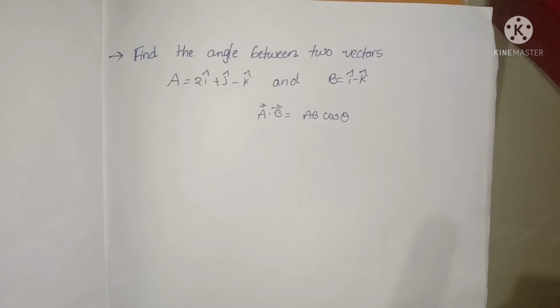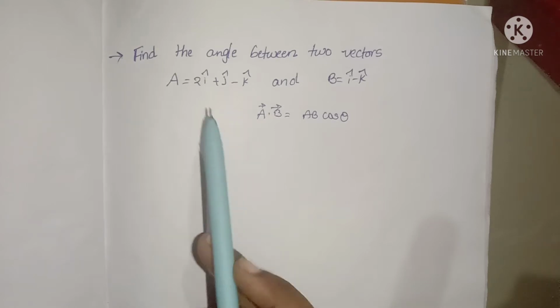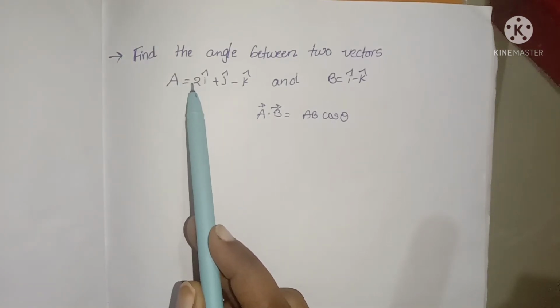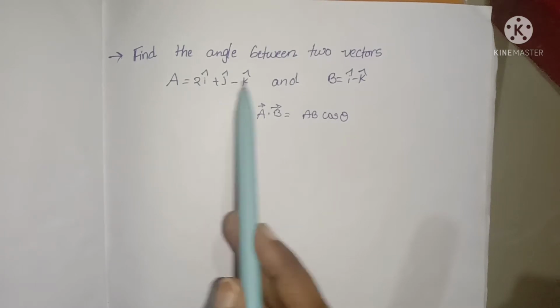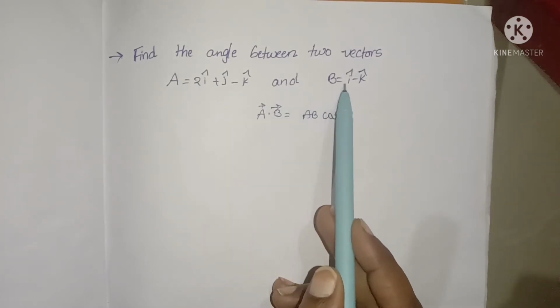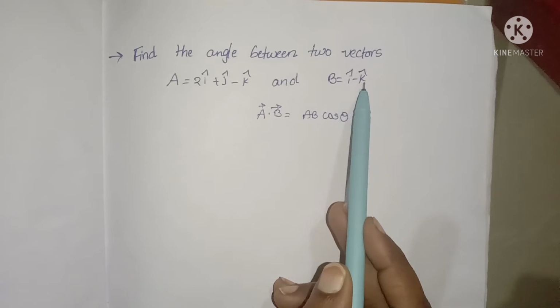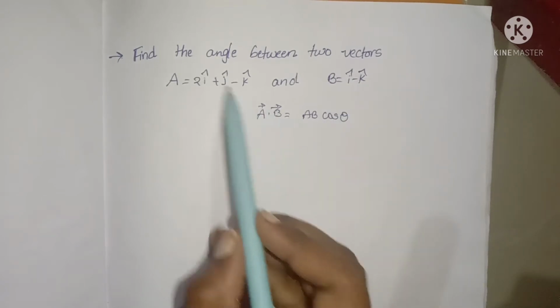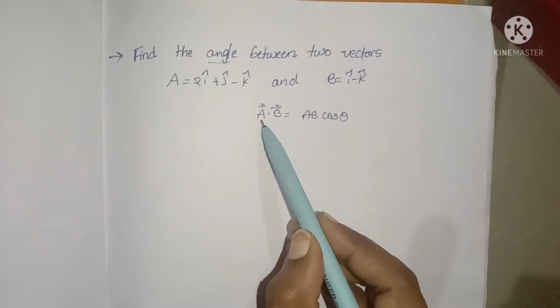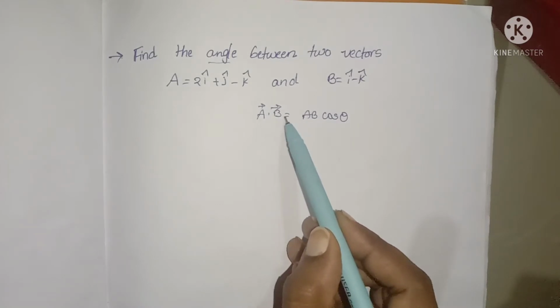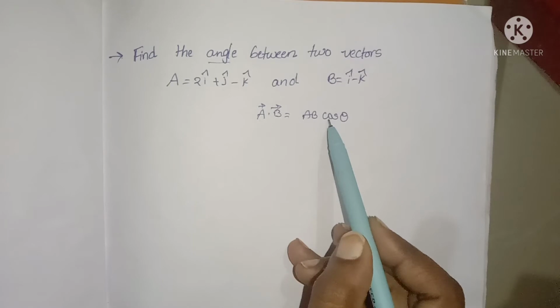In this video, I am going to explain the vector sum, that is, find the angle between the two vectors A equals 2i cap plus j cap minus k cap and B equals i cap minus k cap. So here we want to find the angle. You know the formula, that is A bar dot B bar equals AB cos theta.